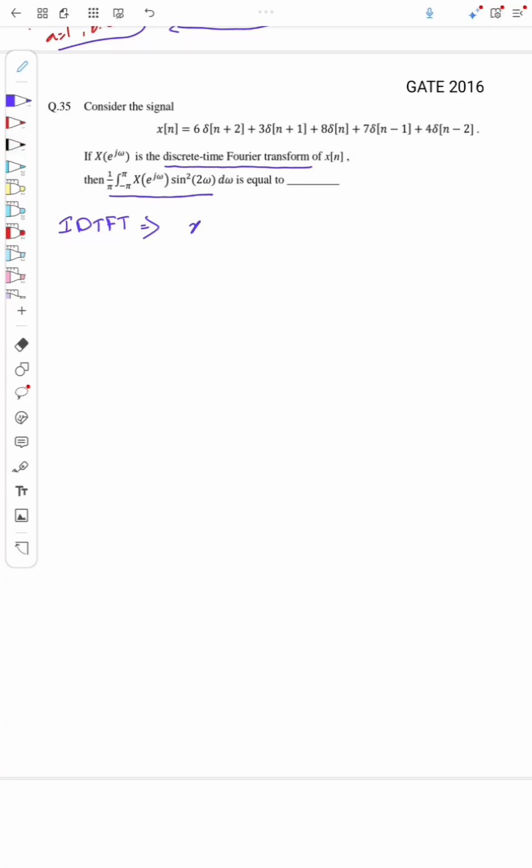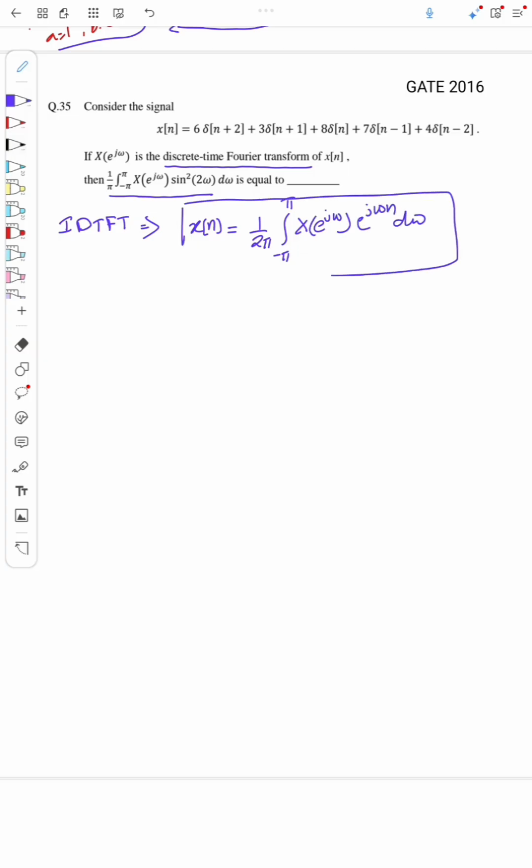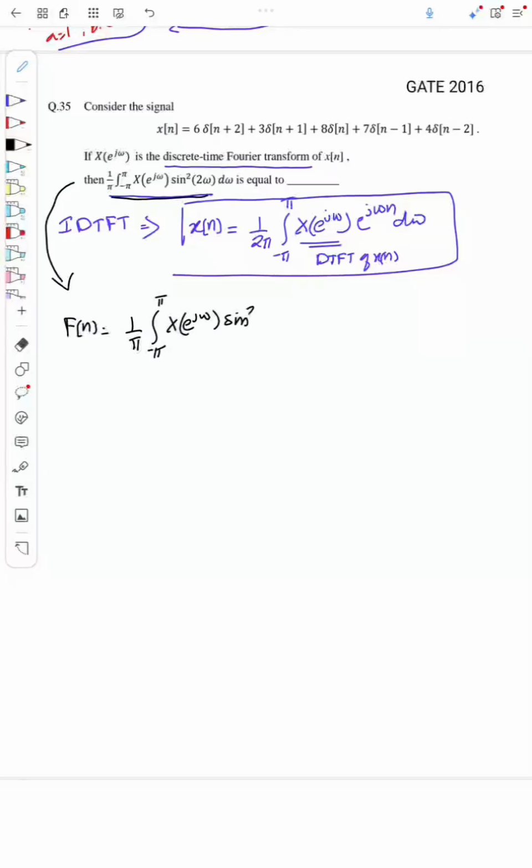It is given as x(n) = (1/2π) ∫ from −π to π of X(e^{jω}) e^{jωn} dω, where X(e^{jω}) is the DTFT of x(n). So let us take this equation and try to write it in this inverse form. I will call it f(n). It is given as (1/π) ∫ from −π to π of X(e^{jω}) sin²(2ω) dω. You know sin²θ is given as (1 − cos 2θ)/2, right? So we'll use this relation here.